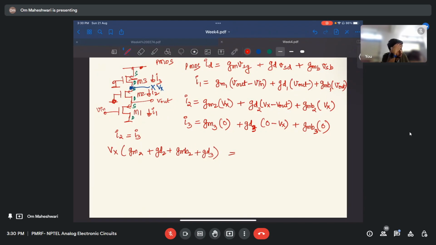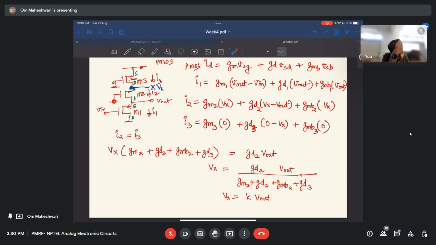Okay, so only the component left is this Gd2 V out. So Vx equals Gd2 V out by Gm2 plus Gd2 plus Gmb2 plus Gd3. Let us take Vx equals kV out, because it is too hectic to write this again and again. I have taken this value as k.